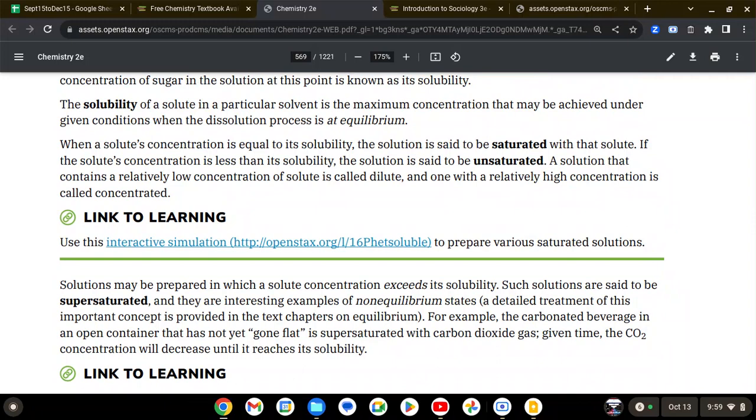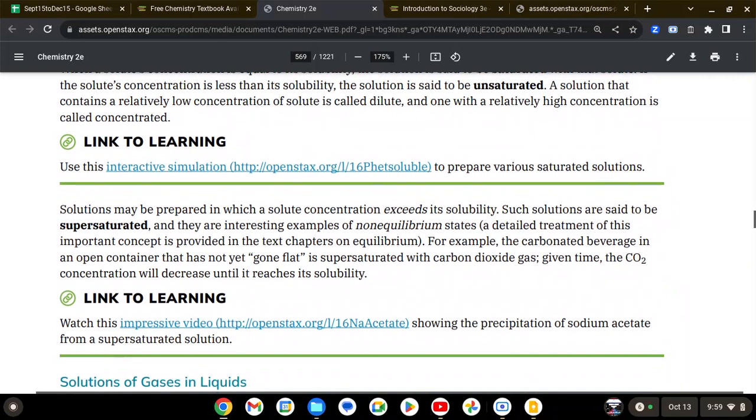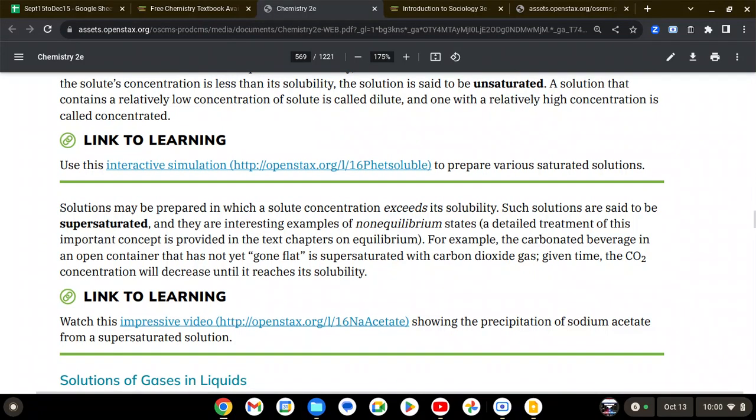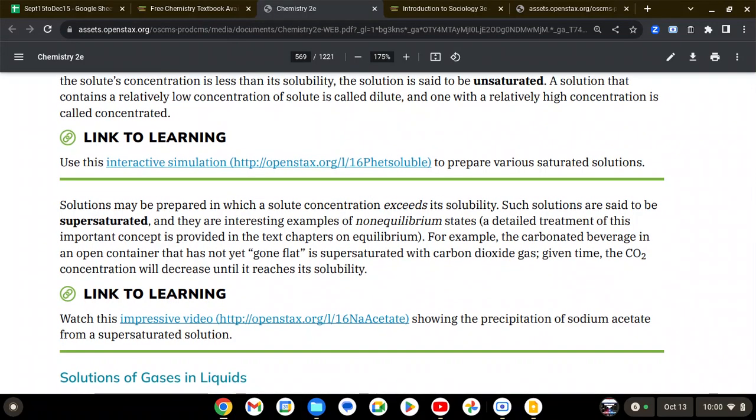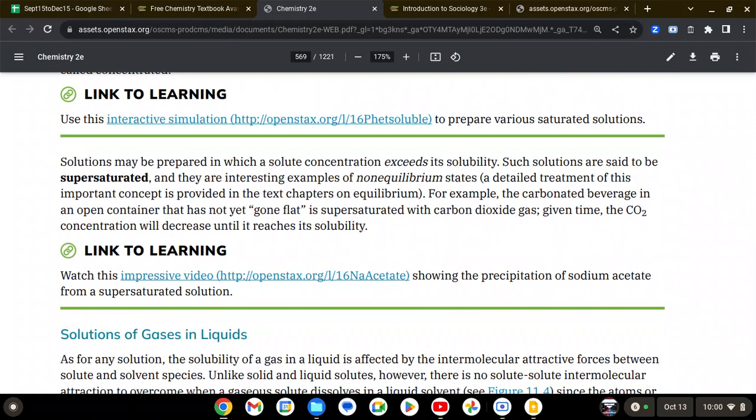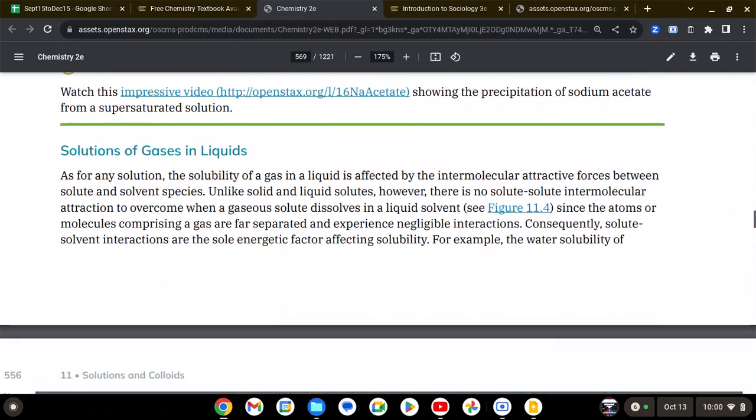A solution that contains a relatively low concentration of solute is called dilute, and one with a relatively high concentration is called concentrated. Solutions may be prepared in which a solute concentration exceeds its solubility. Such solutions are said to be supersaturated, and they are interesting examples of non-equilibrium states. For example, the carbonated beverage in an open container that has not yet gone flat is supersaturated with carbon dioxide gas. Given time, the CO2 concentration will decrease until it reaches its solubility.